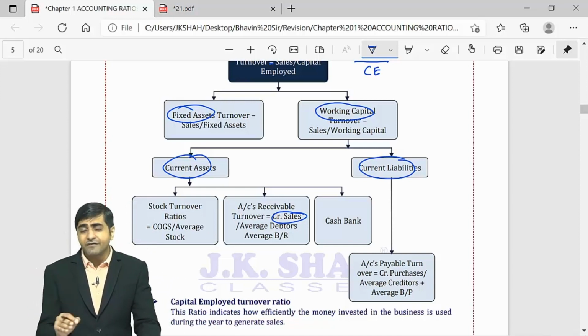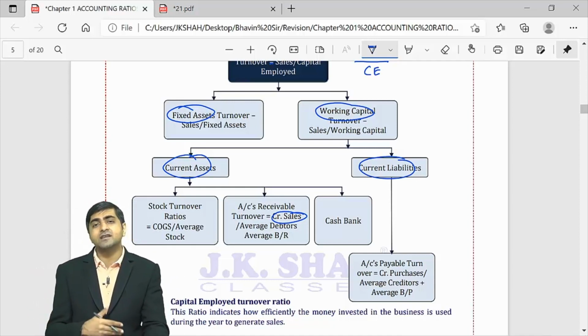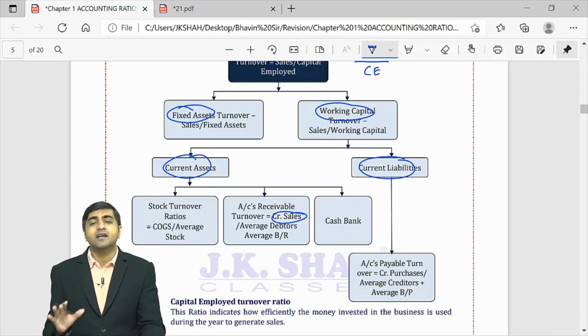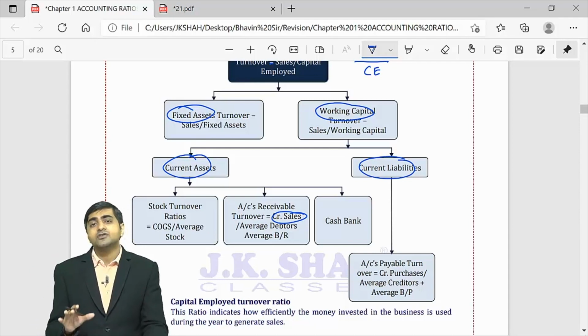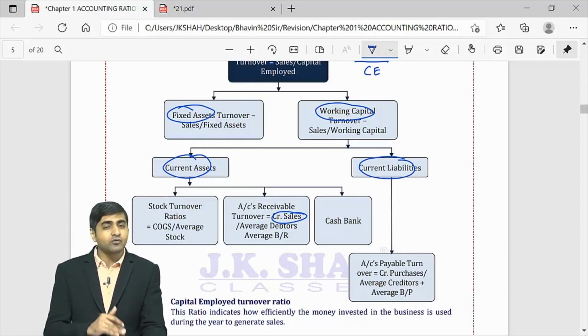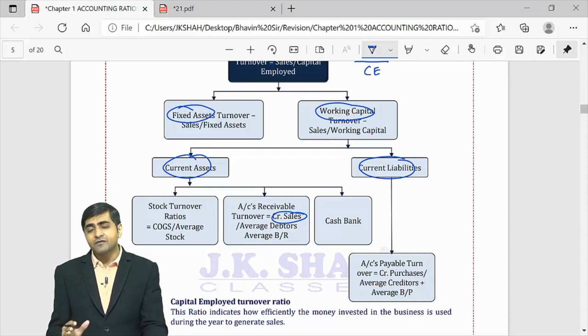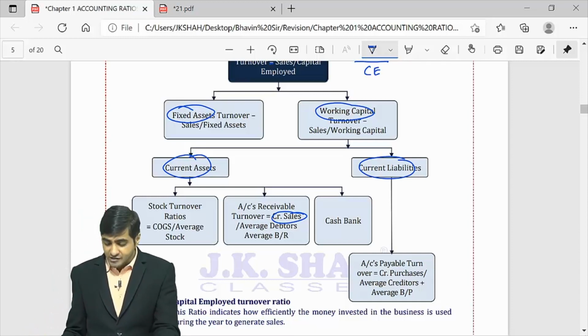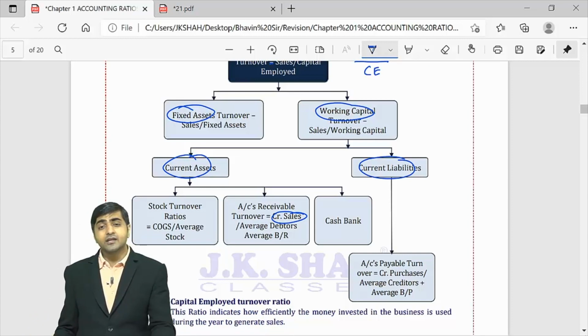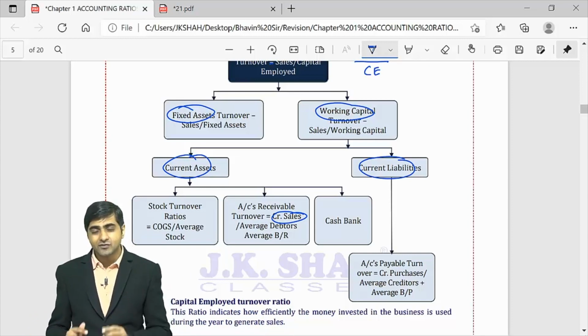Average bills receivable is considered only if it is given in the question, or else in almost all the questions which we have done, we have debtors in the denominator. So if opening debtors is given to you, we will take the average, and if not, then closing debtors will be taken into consideration. But here always remember that in the numerator we need to take your credit sales. So credit sales upon average debtors.